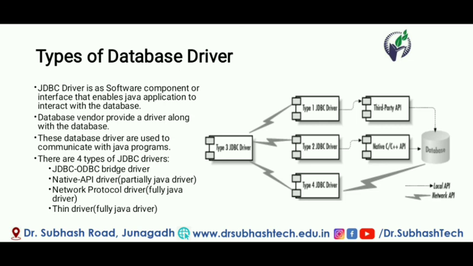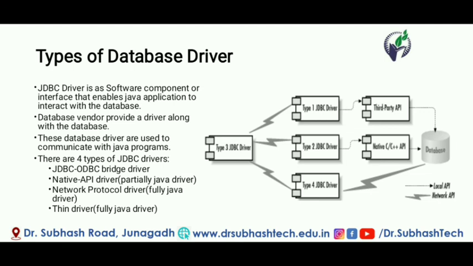The database vendor provides a driver along with the database. When you work with any type of database, there is a database vendor and a database driver. So to handle this database vendor, the database driver is used. These database drivers are used to communicate with Java programs. Generally, there are four types of database driver. First one is the JDBC ODBC bridge driver. Second one is the native API driver. Third one is the network protocol driver. And the fourth one is the thin driver.